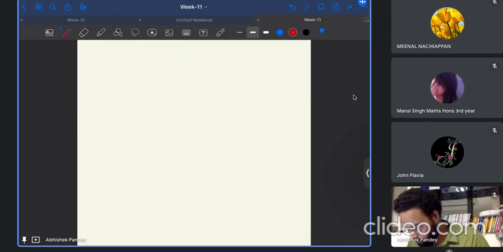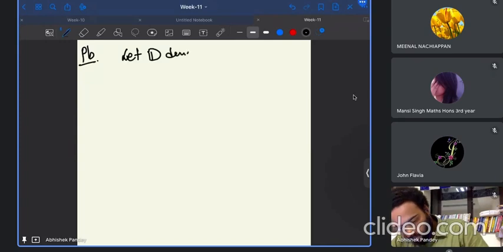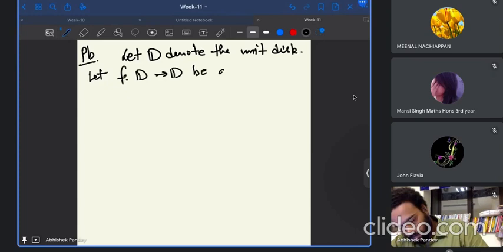Okay, let us see this problem. Let D denote the unit disk. Let f from D to D be a holomorphic function. Which of the following statements are true?